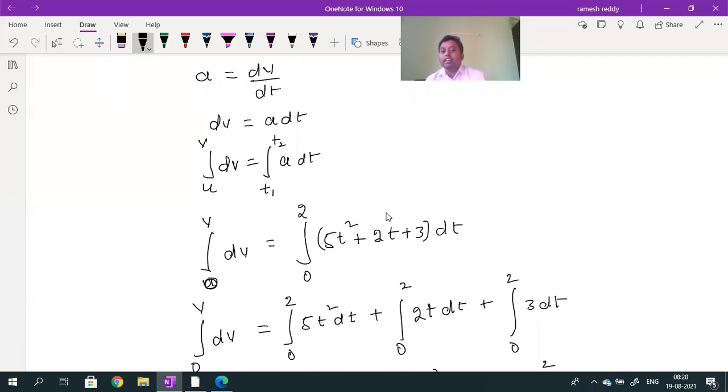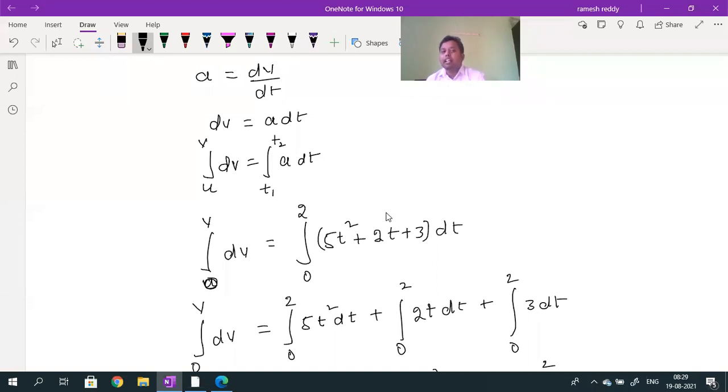How do you know whether it is definite integration or indefinite integration? By seeing the limits. If the limits are there, that is definite integration. If the limits are not there, that is indefinite integration. So by seeing the limits you will come to know. So integral from 0 to v of dv will be equal to the integral from 0 to 2 of (5t square plus 2t plus 3) dt.